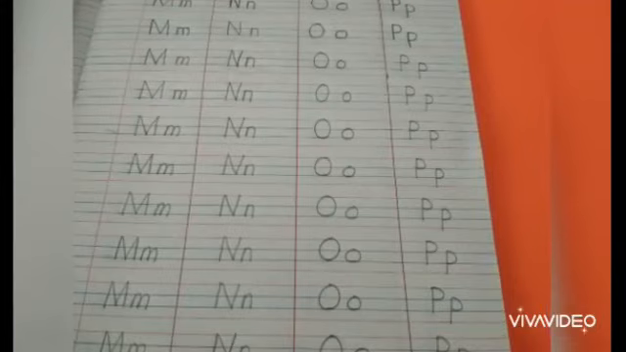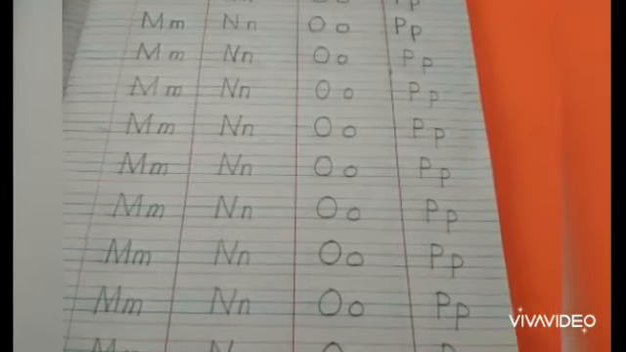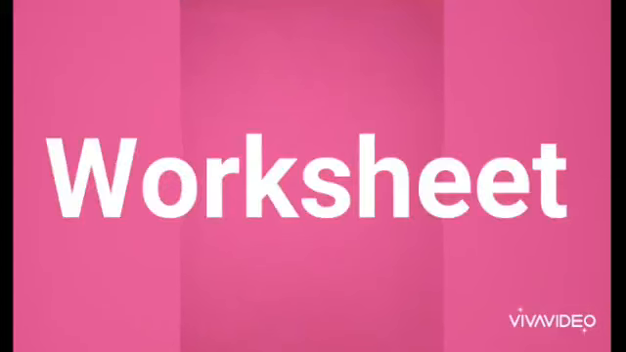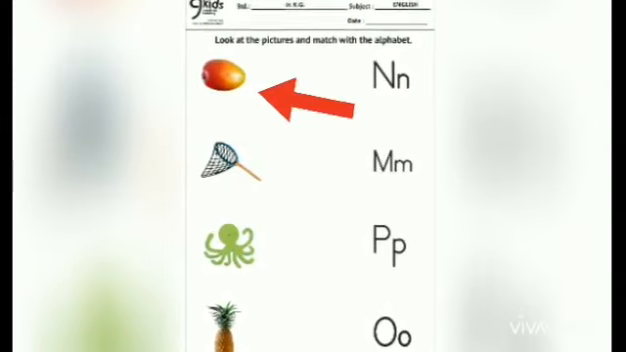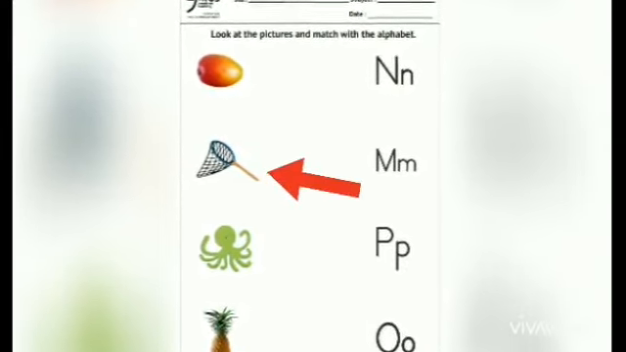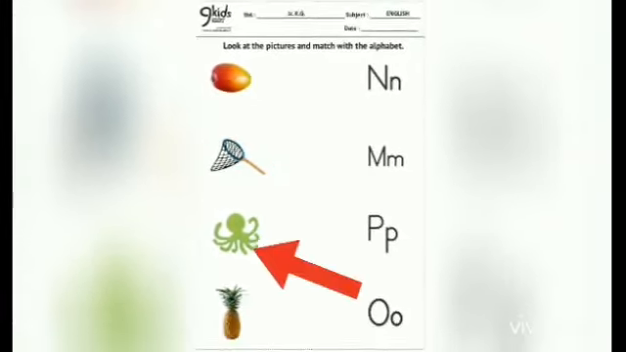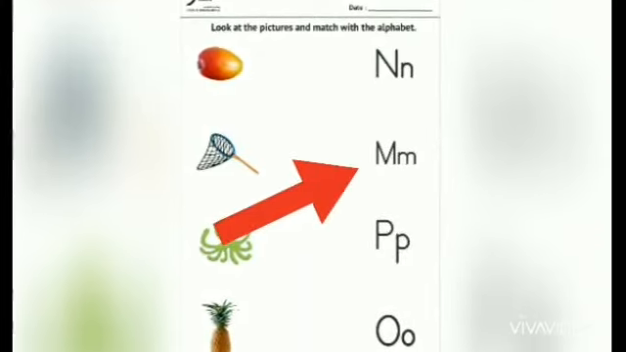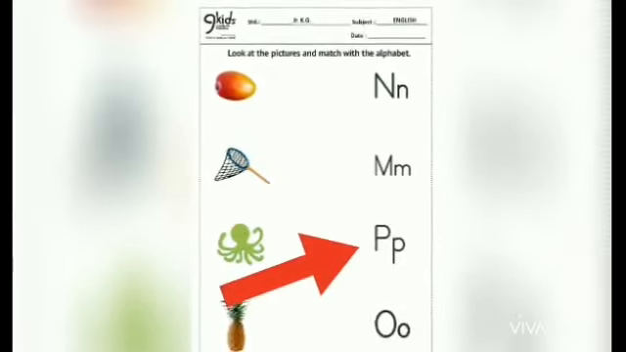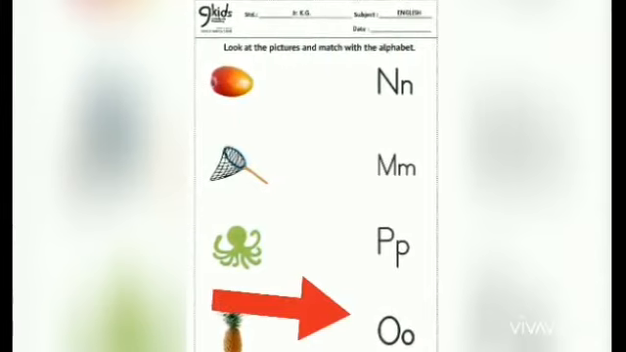Children, complete your page like this in your notebook. Now, ma'am will give you one worksheet. Look at the pictures and match with the alphabet. This is a mango. This is a net. This is an octopus. This is a pineapple. Alphabet N, alphabet M, alphabet P, alphabet O.